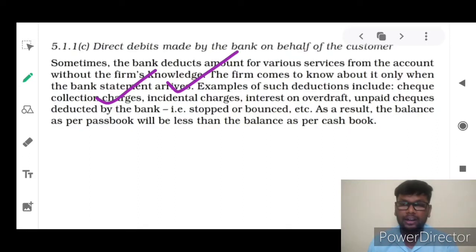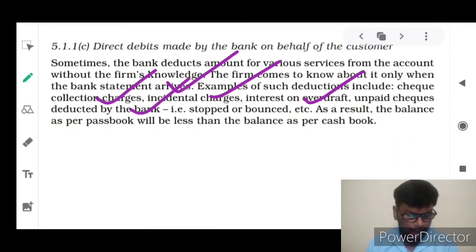Definitely they will deduct some charges for collection of the check. And incidental charges, if any incidental trading activities are there, for that they deduct some money from our bank account. Interest on overdraft: you know the meaning of overdraft? When your withdrawal amount is more than your available amount, that is overdraft. Bankers give the overdraft facility to current account holders only, but within the prescribed period you have to pay a minimum amount of interest. That interest on overdraft will be deducted by the banker directly without getting any permission from us.